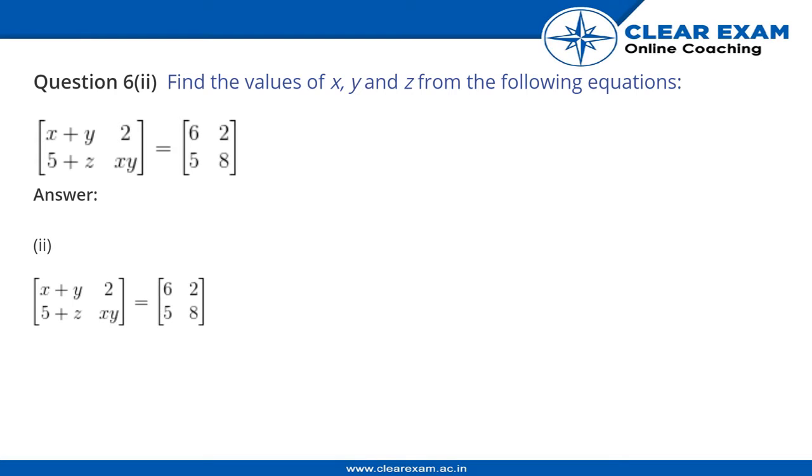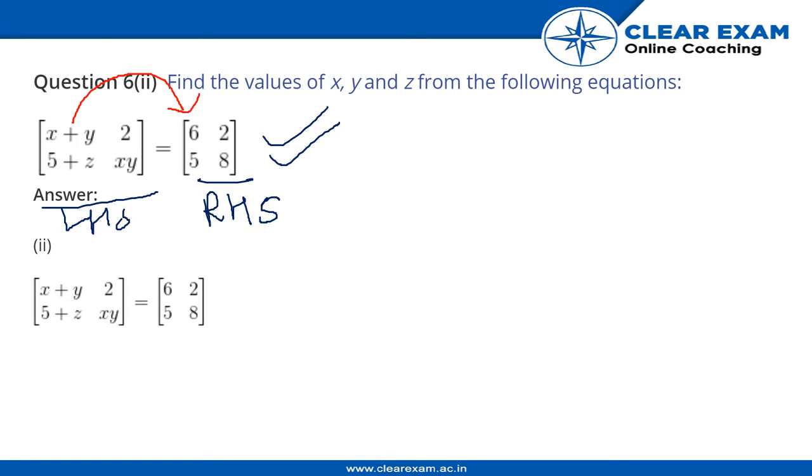So the second part of the question is that we have a different set of matrices now. On the LHS we have this, and on the RHS we have this. So again the question is the same, that we have to find the value of x, y and z from the given equation. So we again use the same property, that the corresponding elements of both the matrices should be equal. So x plus y should be equal to 6, 2 should be equal to 2, obviously, 5 plus z should be equal to 5, and xy is equal to 8.